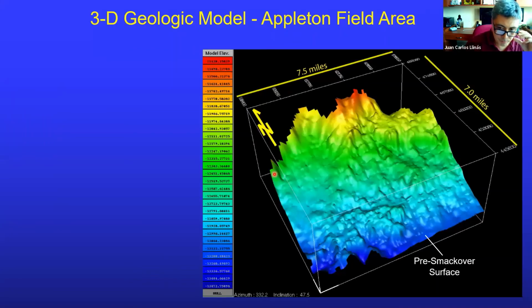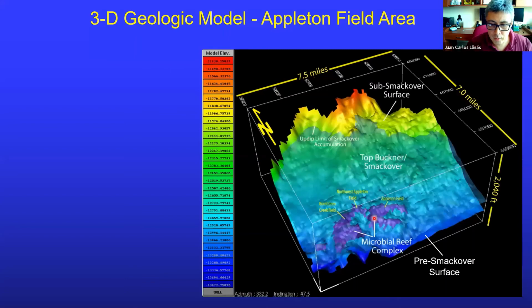This is the three-dimensional interpretation. This is the prismatic over surface in the Appleton field area. So what you see is pretty much homoclinal. Here is just the ramp, but in this particular area where you see all these bumps, these are lifted blocks. Then you have the development of the microbial reefs, which define this.